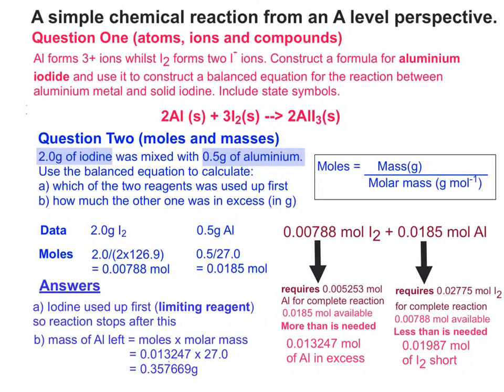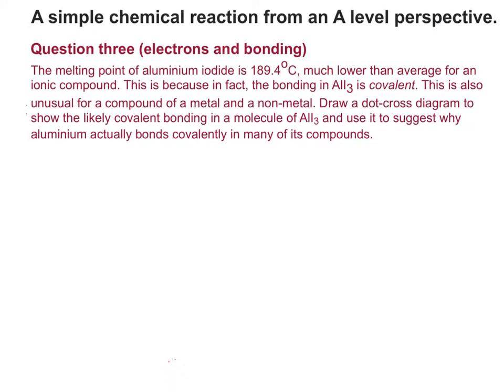You could go into moles more deeply, you could go into electrons, bonding, structure, all sorts of things. Okay, so let's try one more question that you might be able to attempt. This one is going to be on bonding and structure. So the next thing to think about is the bonding and structure within this compound. If we start with the melting point, which is a property of a compound, the melting point of aluminium iodide is 189.4 degrees C, which is actually much lower than an average ionic compound's melting point. This can be explained by the bonding being actually covalent, which is itself quite unusual. It's not what you'd expect for a metal combining with a non-metal, and certainly not what you would have been taught at GCSE.